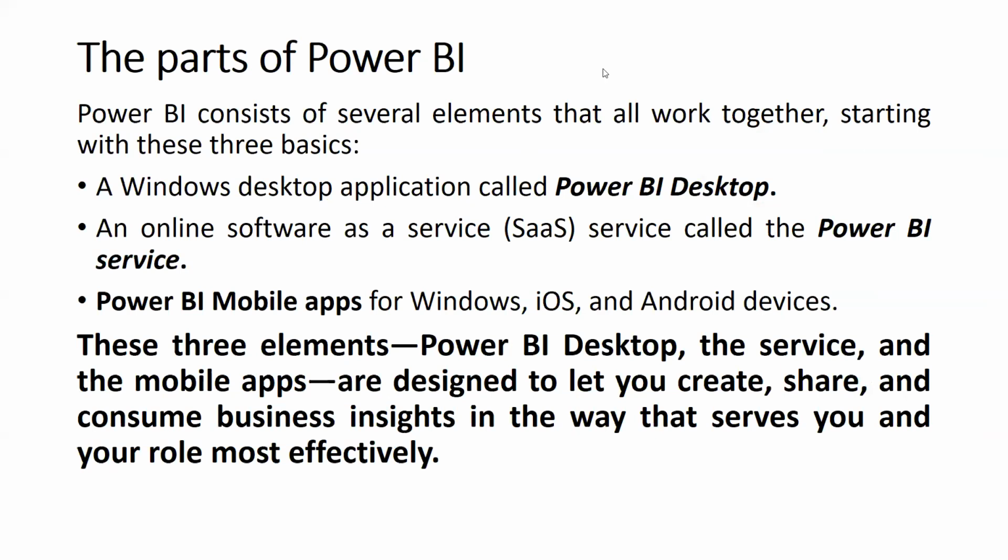There are three parts of Power BI. First, we will understand these three parts. Power BI consists of several elements that all work together, starting with these three basics. The first one I had already highlighted. Let me take my pen. This is Power BI Desktop. Next is the Power BI service. Another one is the Power BI mobile apps for Windows, iOS and Android.